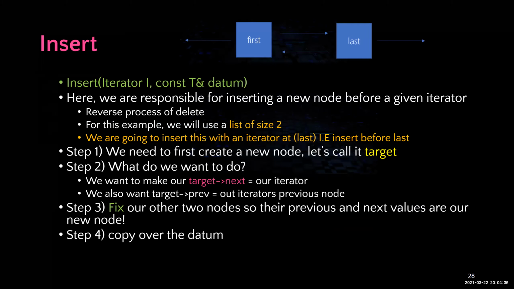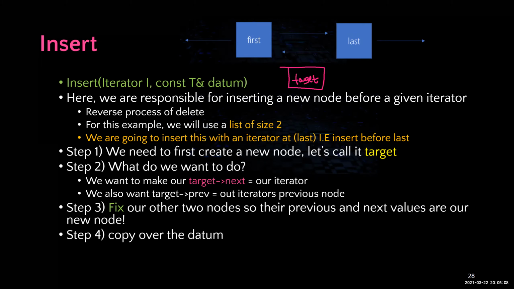All right, our last big function for this project is going to be insert. And insert, what it does is instead of deleting a node, we're adding a node. The difference is that we're adding the node before the iterator. So let's say, for example, I have a list of size 2. I have node first, I have node last, and I'm going to call insert on last. My objective should be I want to add in this new node. Let's call it target for now.